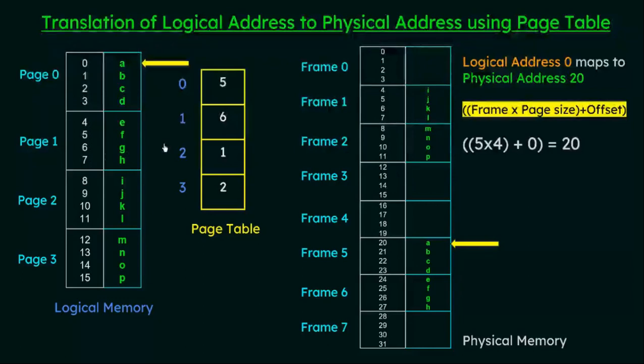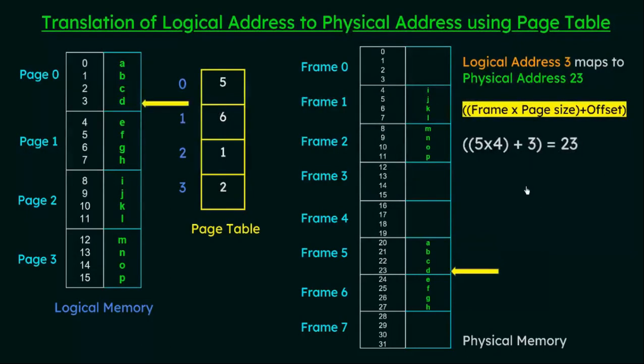I told you that offset is the displacement within the page. That was the definition that we used, the displacement within the page. So that is the position of that particular address within the page. So frame into page size plus offset is 5 into 4 plus 0, which is equal to 20. We are getting 20 here, and 20 is the exact physical address for our logical address 0. Okay, so this is how we calculate.